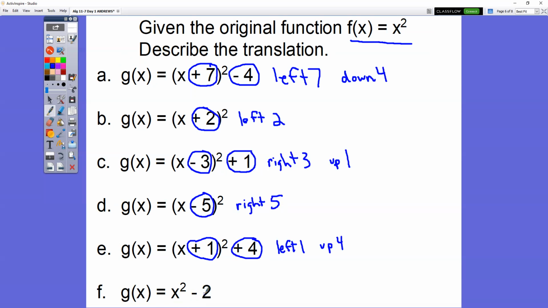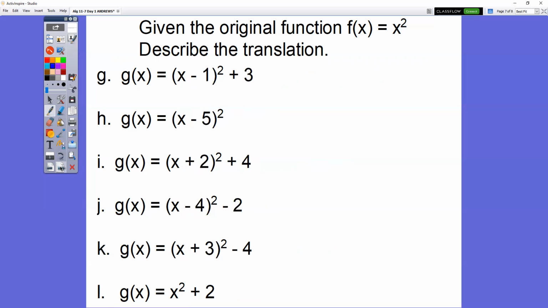Now be careful, all right? Sometimes this is the kind of question that tricks people. Notice that we're just subtracting 2 from the whole thing. When it's just the x, it would be inside parentheses like this. Notice that we're not doing that just to the x. This -2 is to the whole thing. So this would be a down 2.